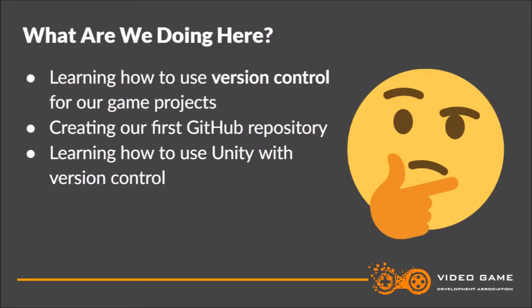So, to get started, what are we doing here today? We're going to be learning about version control for your game projects. We're going to be creating our first GitHub repository, and we're going to learn how to use Unity with version control so you can work with your teams.